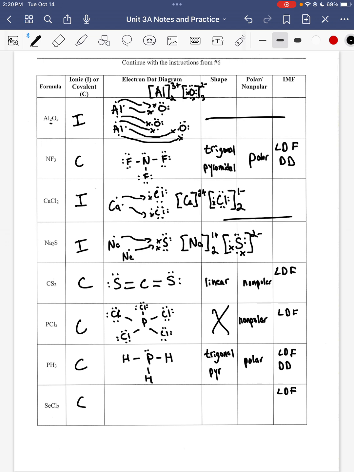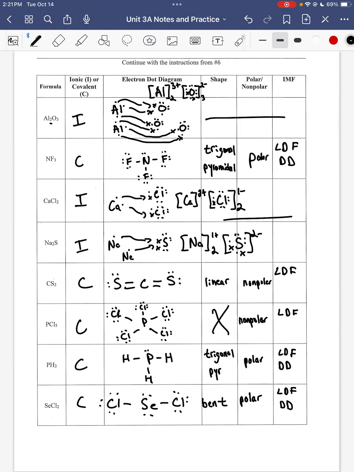Lastly, we have selenium dichloride, where we'll draw our selenium connected to our chlorine. We'll make our selenium happy. We'll try to make our chlorines happy, which we are able to do without running out of electrons. This is a bent molecule where you have 2 bonded atoms, 2 lone pairs. It is polar because the central atom has lone pairs on it. Therefore, it also experiences dipole-dipole forces, but it does not experience hydrogen bonding.